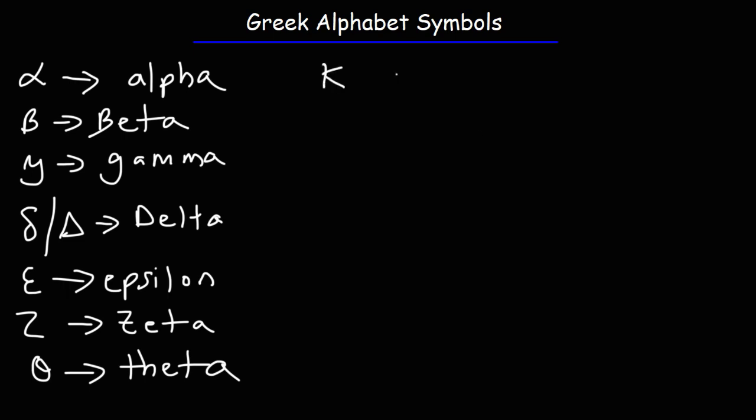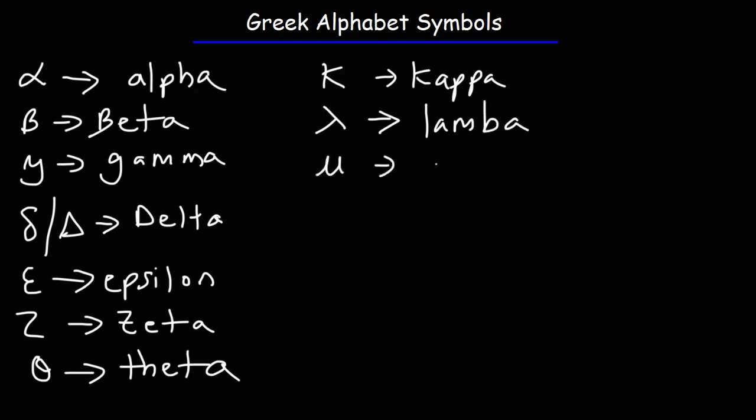The next symbol is kappa. And this one, you've seen it in chemistry or physics. This is lambda. In chemistry, this would be the wavelength of a wave. And the same is true in physics. Next, we have the symbol mu. And you've seen this in terms of units. Think of micrometers or micrograms.